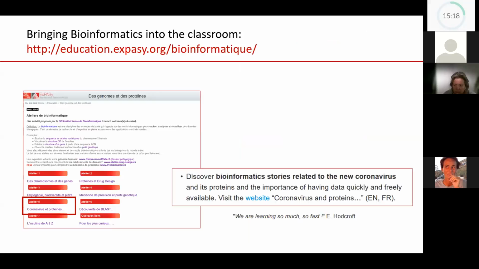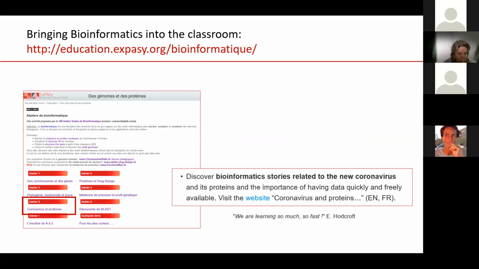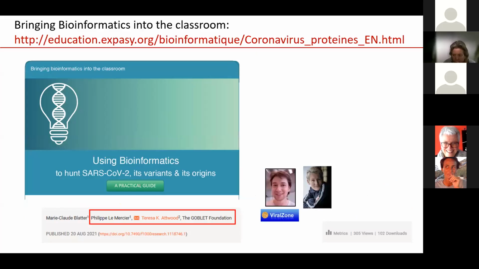And the last one is the one I'm going to talk about in more detail today. It's to discover the bioinformatics stories related to the new coronavirus. Because we were learning so much so fast, for me it was very important to propose something where we can digest all the data which were available for the pandemic and make them available in the classroom. So we did that together with Philippe Lemercier, who is an expert in virology, and again, together with Teresa Atwood, who helped a lot in structuring the information.